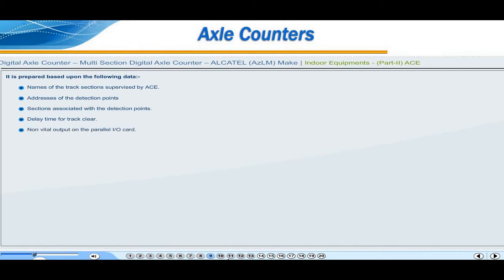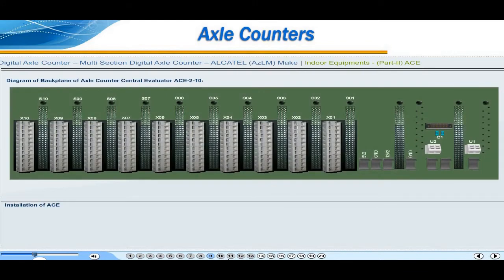Non-vital output on the parallel input-output card. Installation of ACE. The following connections are to be made during installation of ACE: power supply to ACE, connection to the detection point, and connection of relays.